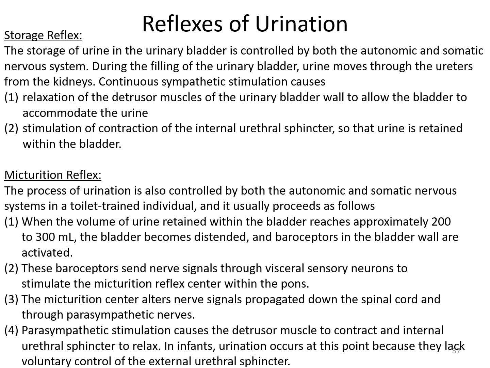So this is going to be the process of urination. Again, it's caused predominantly by the autonomic nervous system, but there is that component of the somatic nervous system that's related to that external urethral sphincter, and that's the one that we're working on in potty-trained individuals.